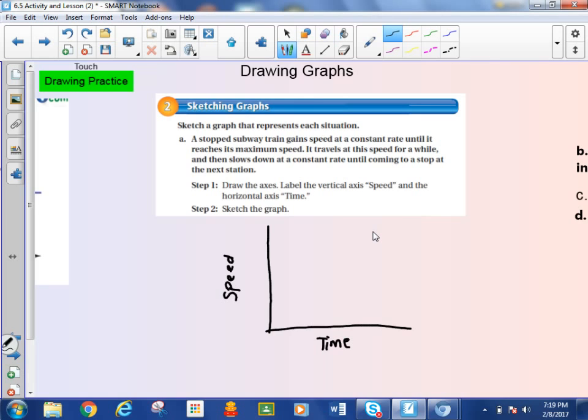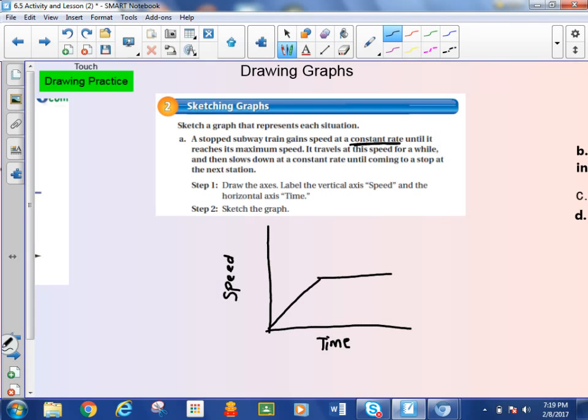It says a stopped subway train gains speed at a constant rate until it reaches maximum speed. So gains speed at a constant rate. Gains speed at a constant rate is going to be a straight line. Until it reaches its maximum speed, it travels at this speed for a while. So it's maintaining its speed, flatlining.